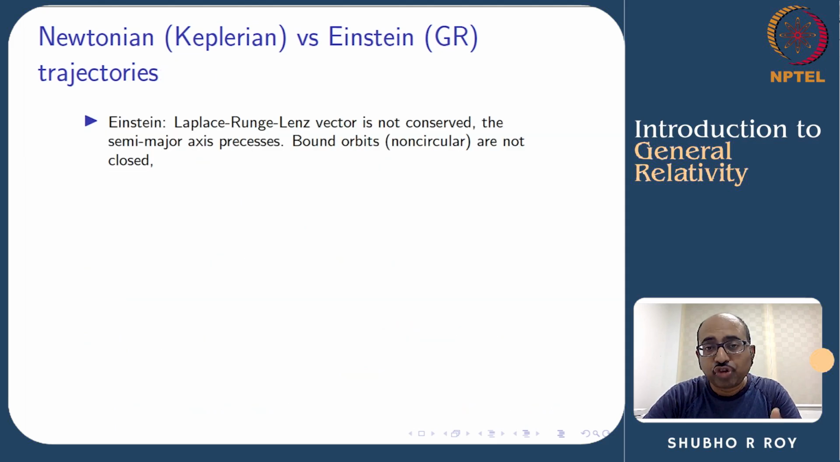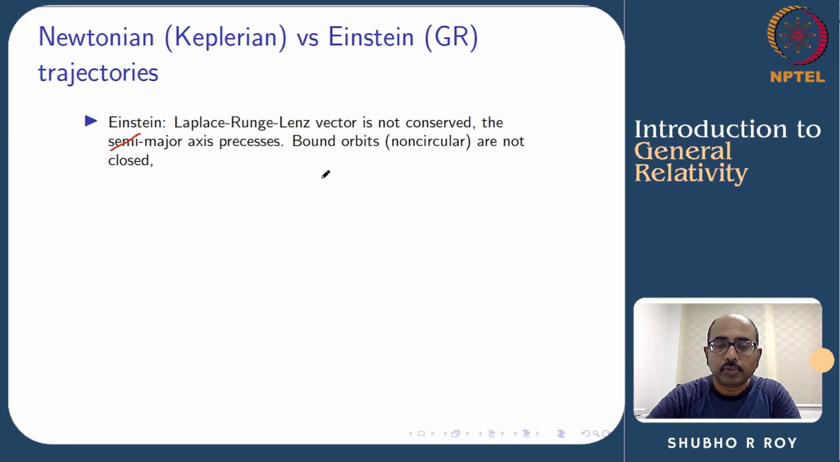All right, let's look at the shape of the orbit. As I mentioned previously, in Einstein theory, because the Laplace-Runge-Lenz vector is not conserved, the major axis, not the semi-major, I'm sorry, this is a typo, the major axis will rotate. And if the major axis rotates, then we know that the bound orbits will not be closed.